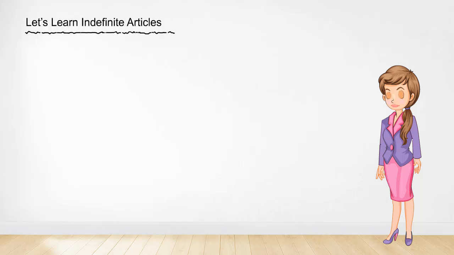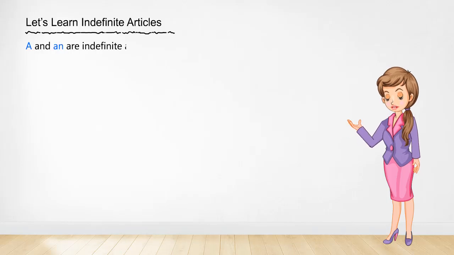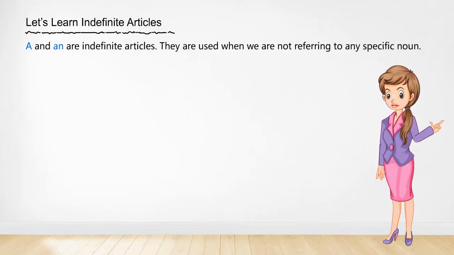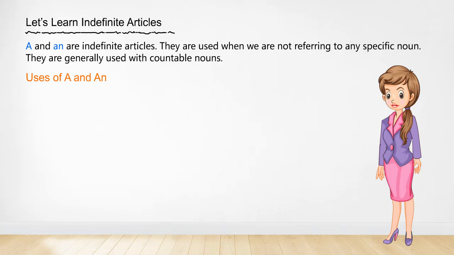Let's learn indefinite articles. A and an are indefinite articles. They are used when we are not referring to any specific noun. They are generally used with countable nouns. Uses of a and an.